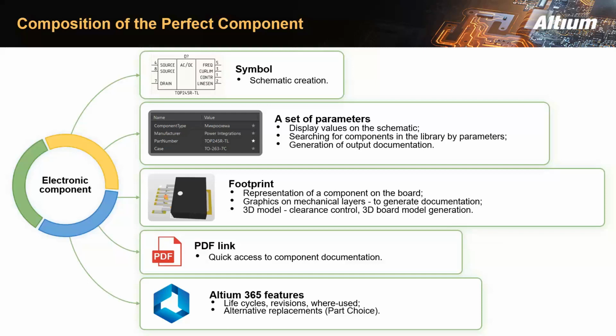It's important to include links in a component that point to datasheets and other supplementary information, such as PDFs for the components, so that designers can quickly access the documentation when needed. If we are working with an Altium 365 library, components have life cycles and revisions. Also, alternate part choices may be specified for a component, such as a capacitor of the same value but from different manufacturers.